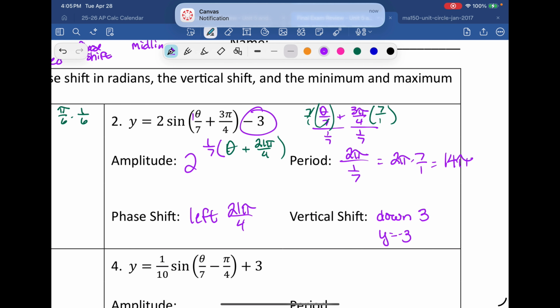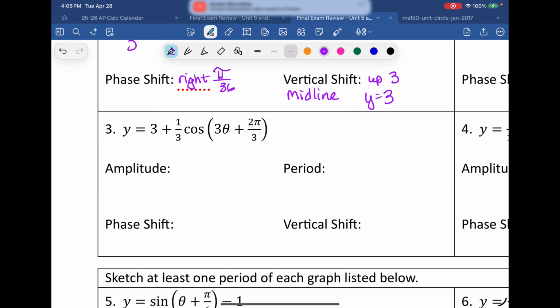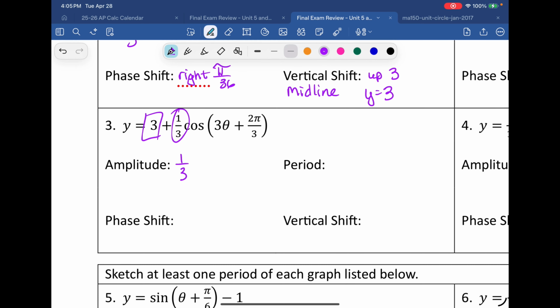Number 3 is out of order just a little bit. It's not bad though. All right, the amplitude is still the number in front of your cosine, but remember it's attached by multiplication. So 1/3 is your amplitude. Your vertical shift is still the number that's floating by itself. It's the 3. So it means we've gone up 3 since it's positive. Makes your midline y equals 3.